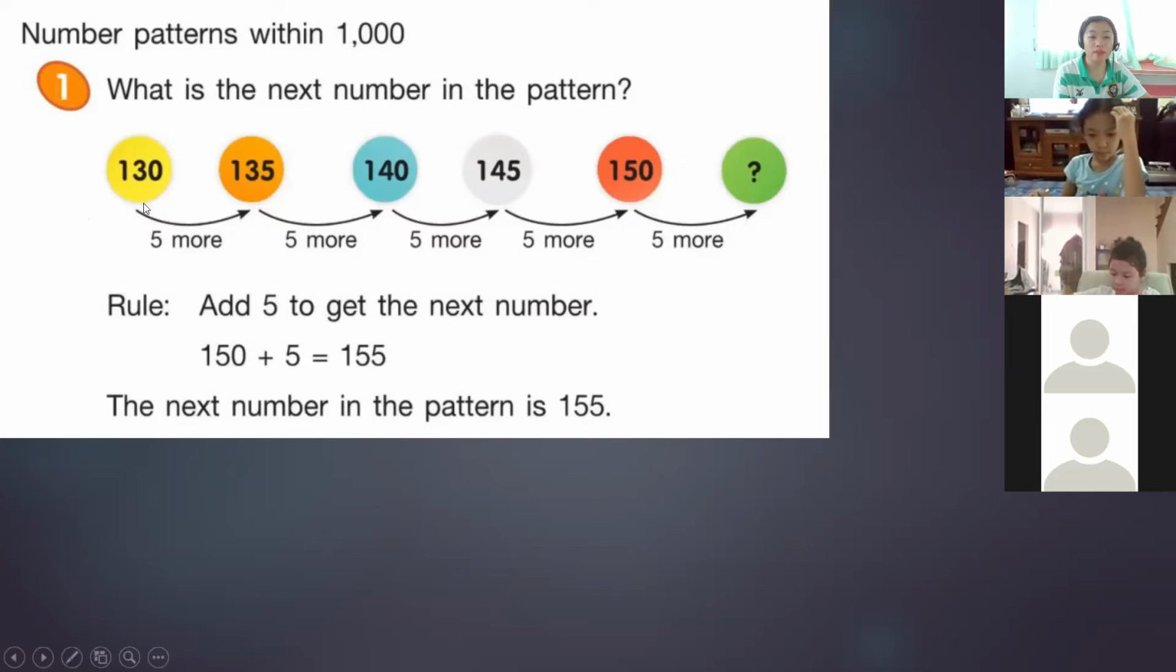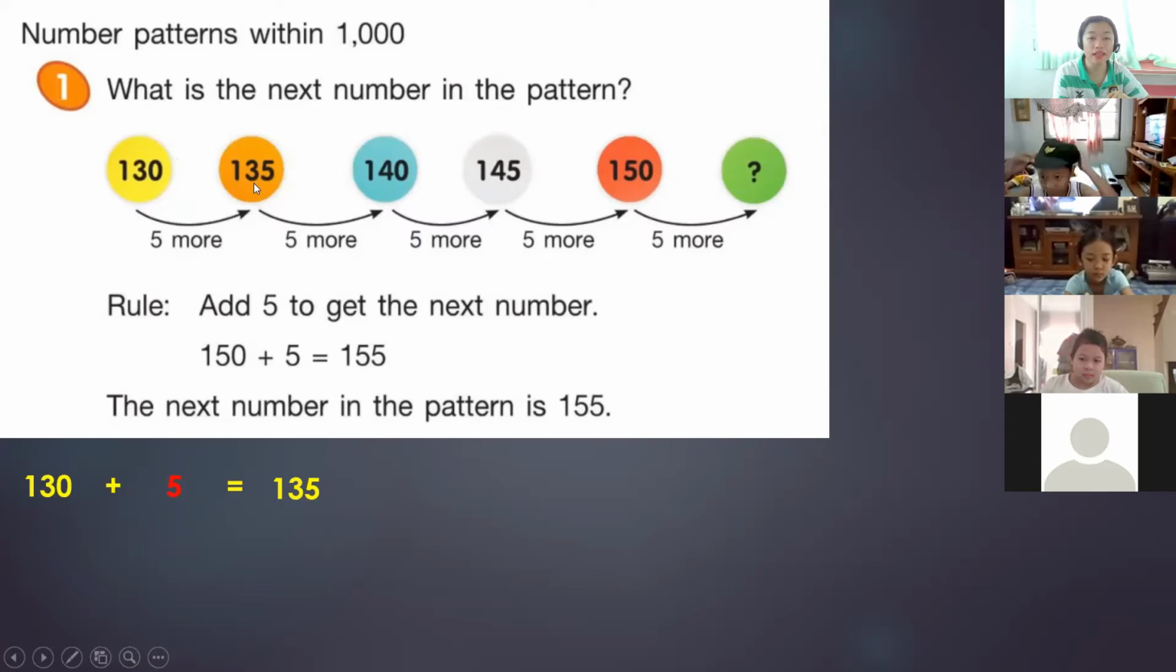We have here 130, 135, 140, 145, and 150, and then a question mark. It is asking for the next number after 150. The rule here is add 5 to get the next number. So 130 plus 5 is equal to 135. The rule is adding 5. So we're going to add 5. 135. Yes, very good.